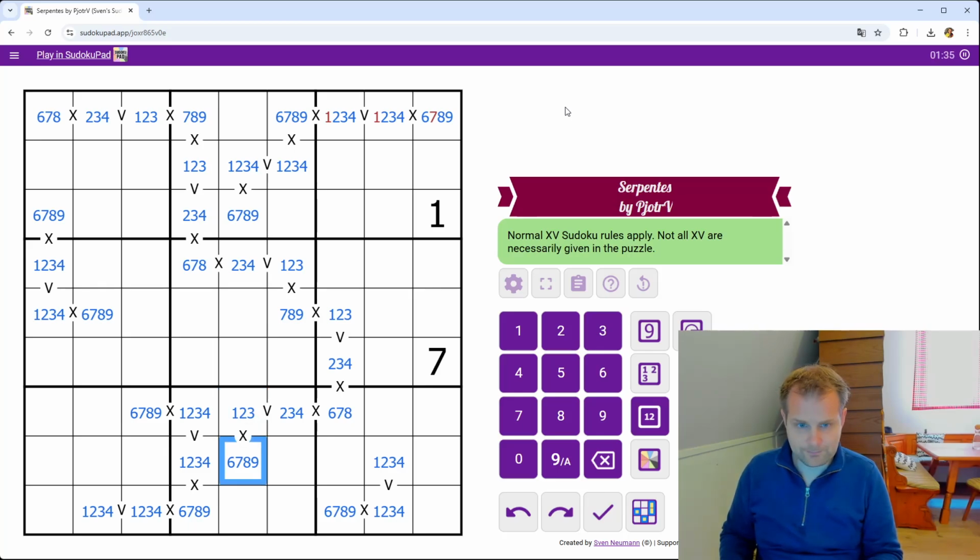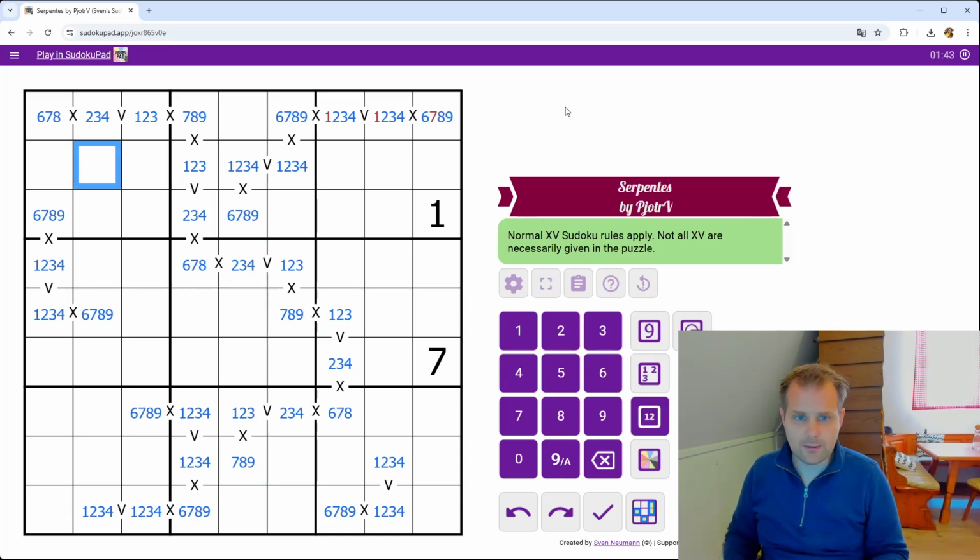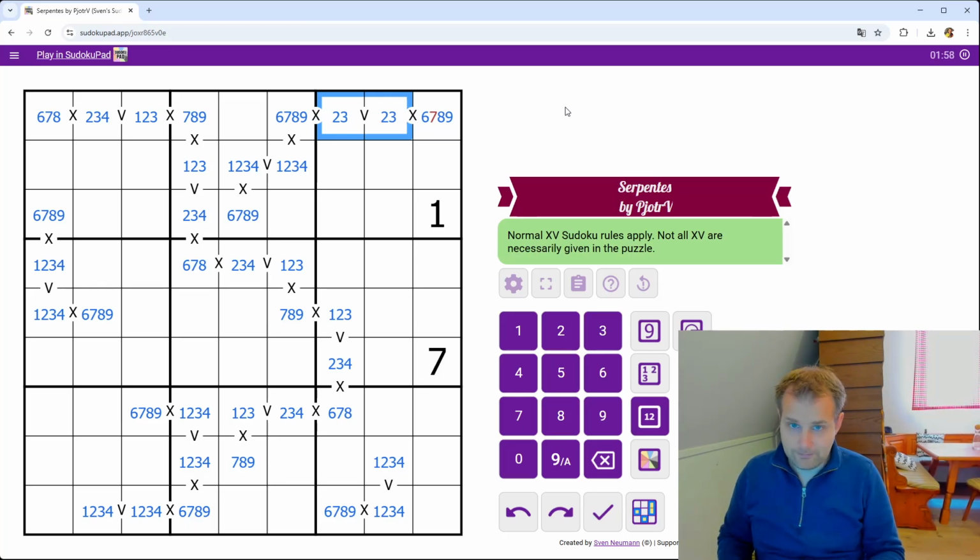So yeah, no 6. So this whole line is one big snake, and that's why it's called Serpentes. Because that's Latin for snake. And well, in the time when they used to do Latin as a language, that's when they also used the Roman numerals, so that's why.